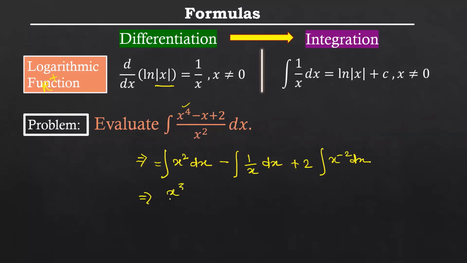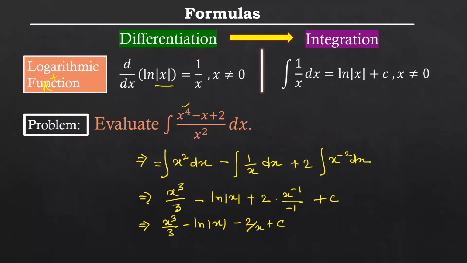The sum is equal to x to the power 3 by 3, minus ln of modulus of x, plus 2 into x to the power minus 1 divided by minus 1, so minus 2 by x. Don't forget to add one integrating constant here. This is the value of the integration, and you can express it in a simpler way: x cubed by 3, minus ln of modulus of x, minus 2 by x, plus c. This is a simpler form and easy to understand.